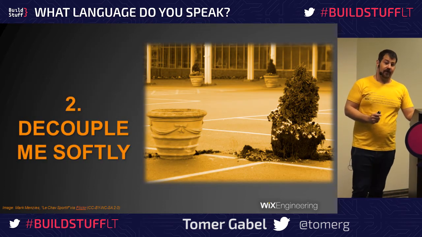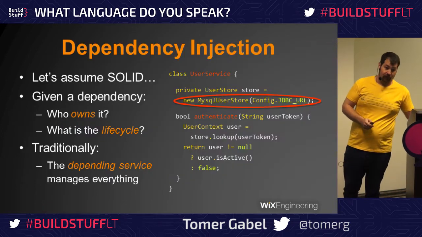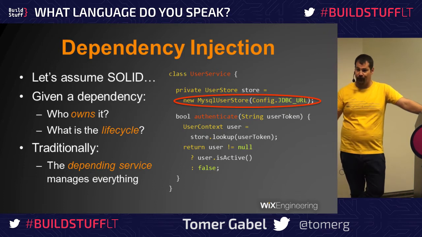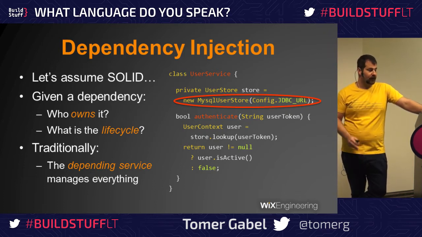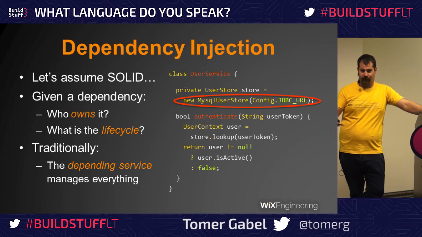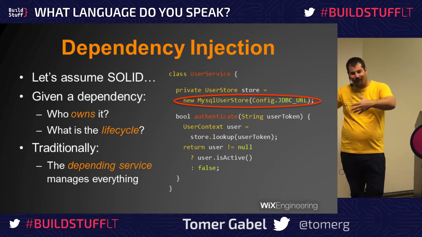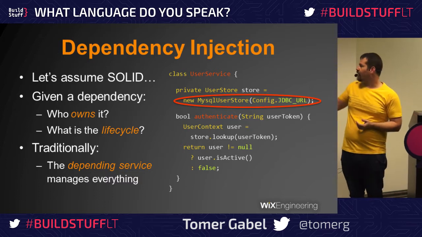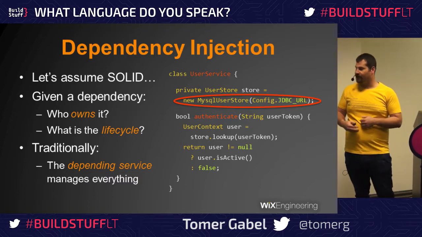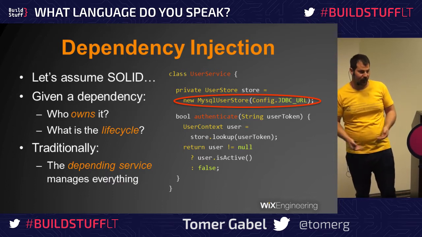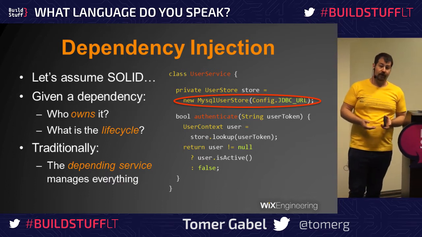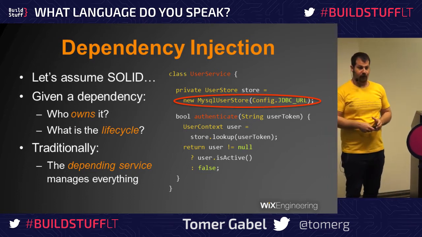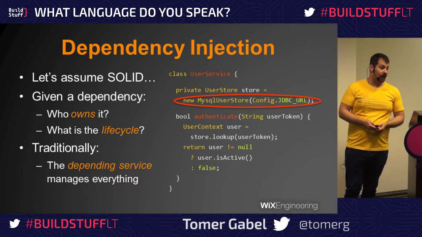The next thing to consider is dependency injection. Dependency injection is a slightly different concept that builds on that first principle of dependency inversion. So if we assume fully SOLID-compliant software engineering, given some dependency, we have our user service class, and it needs to have some user store driving it. The question becomes, what is the life cycle? What are the ownership semantics for that dependency?